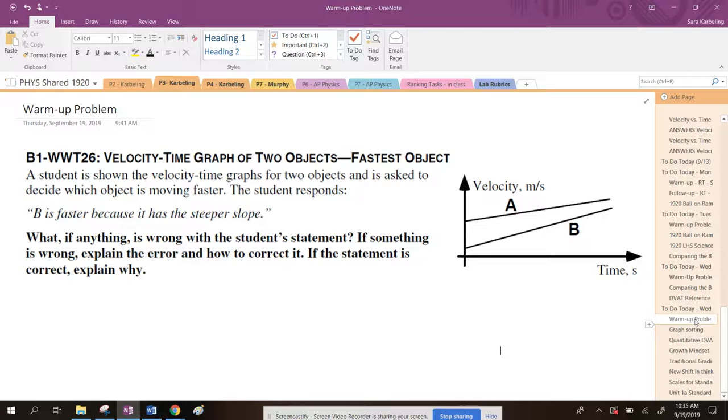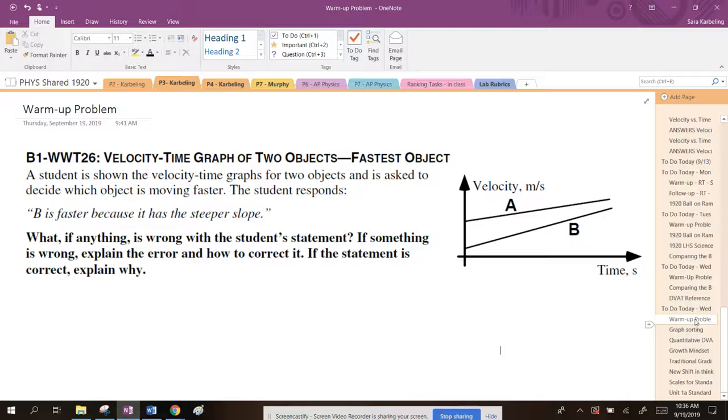So I saw a lot of people that said, no, that student is wrong. So help me out. What's wrong? Let's start back in the back. A has a higher velocity, even though the slope isn't steep. It starts higher on the graph, and B never gets to that rate.